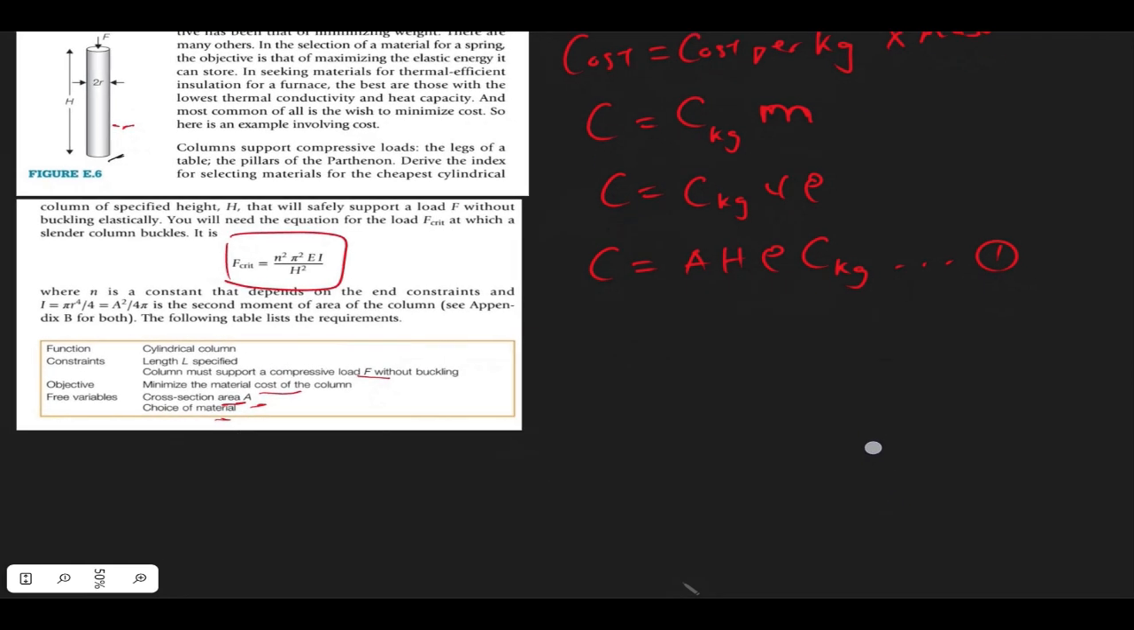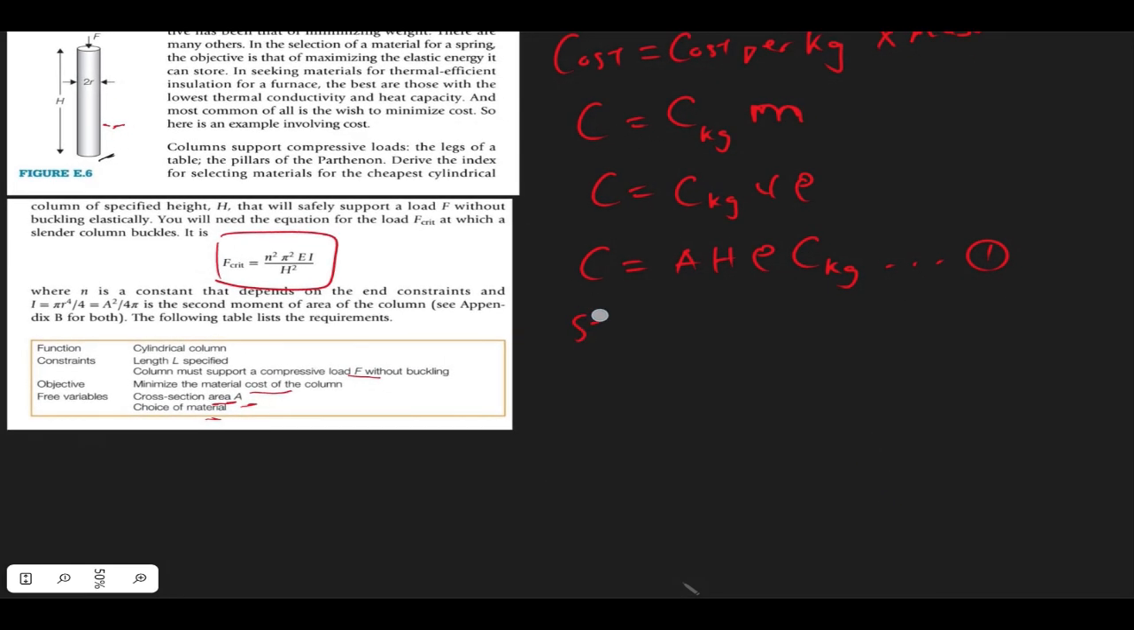So next one, we go to step 2. Step 2, which is what? Derive constraint function. So that's what we are trying to do in this particular step. For step 2, we are trying to derive the constraint function, which is giving us this F critical, which is F is equal to what? N squared pi squared EI divided by h squared.